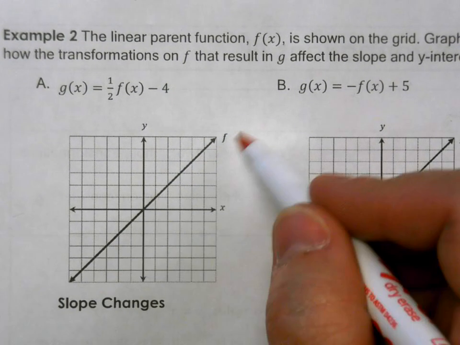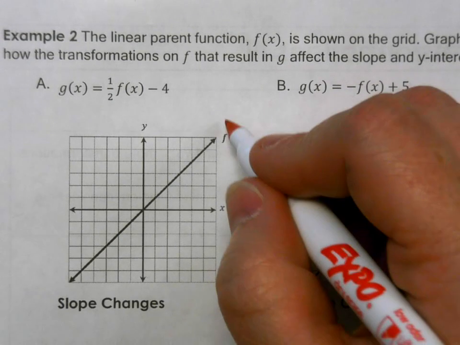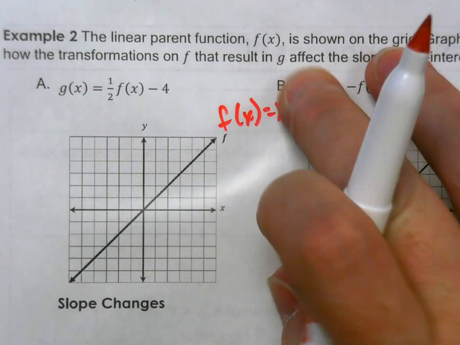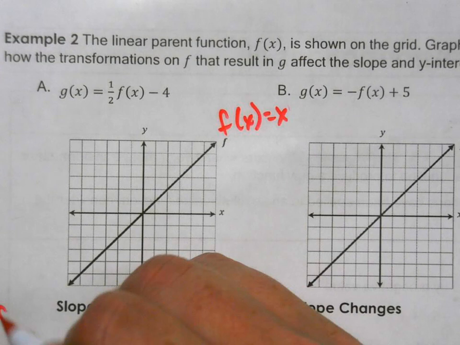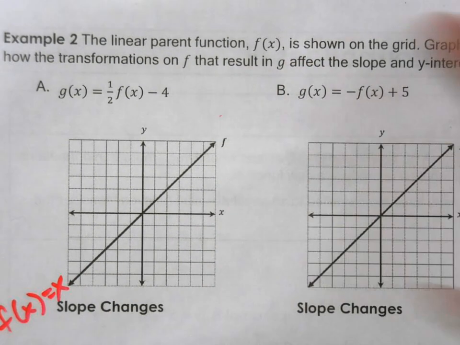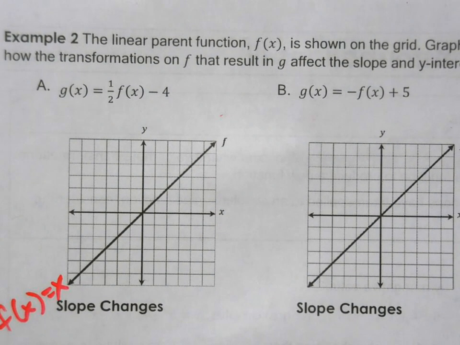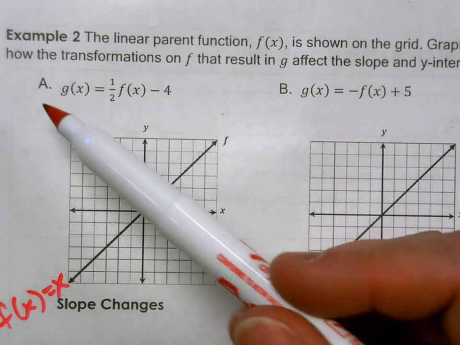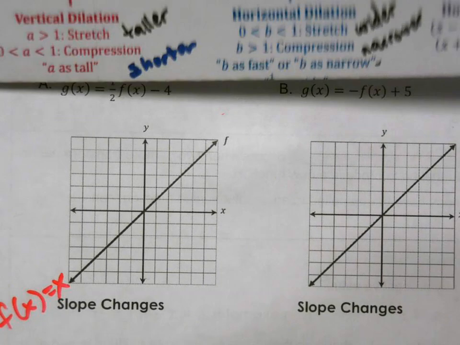So this line right here is our parent function. It's f of x equals x. You can label it down here if you want, so it's not on the next example, either one. So notice this is written in function notation, like our handout here. Our handout is written in function notation.